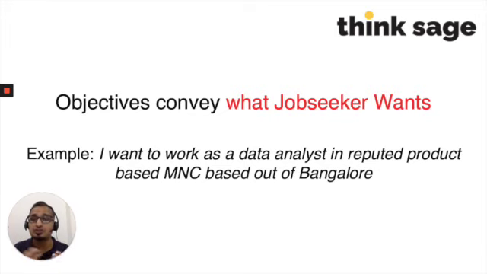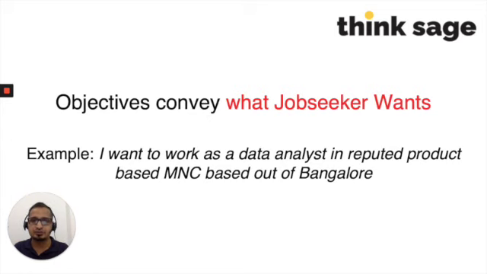Objective conveys what the job seeker wants. Basically, I want to work with a great company. I want to work on my dream role. I want to work in my preferred location. That is what I want. That is my objective. But the problem with an objective is that it talks only about I as a candidate. It doesn't talk about how my aspirations are going to match with what the job description has on offer.